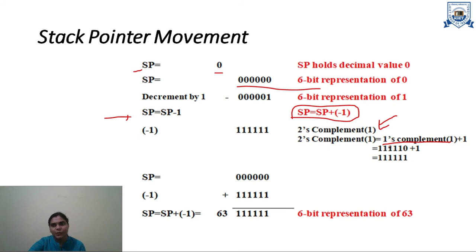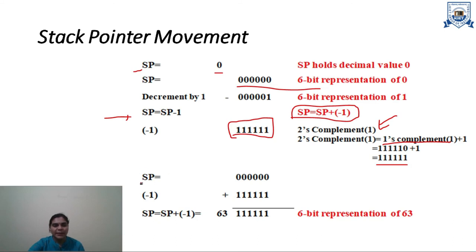So we have 1, 1, 1, 1, 1, 0 as the 1's complement of 0, 0, 0, 0, 0, 1. Now we have the 1's complement of plus 1, and then we will add 1 to it to get the 2's complement of plus 1. Now minus 1 is represented as 6 ones.